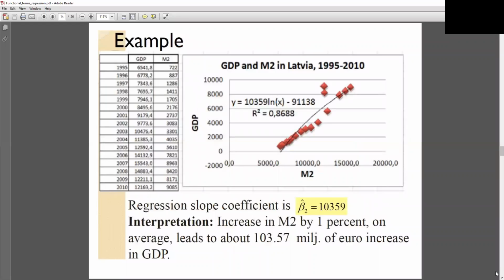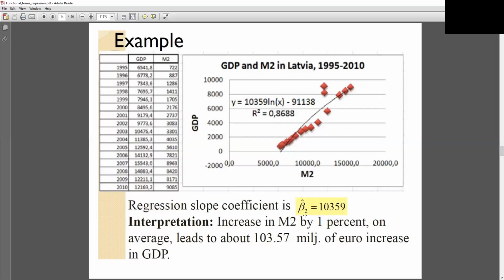Now you can see this one. Here we have the time period, we have GDP, and we have M2. The GDP is your Y variable, M2 is your independent variable. This is the LIN-LOG model, right? So you're keeping GDP as such, and you're taking the log of M2. And when you run the model, what you get is 10359 log X minus something. This is the intercept, doesn't matter. And this is your R squared value, 0.86. It means 86% of the variation is explained by the independent variable that you have taken.